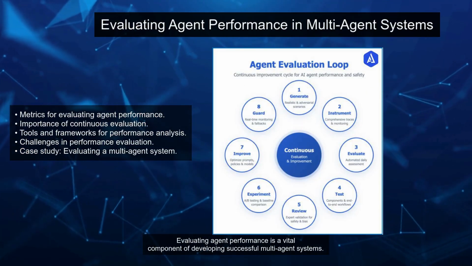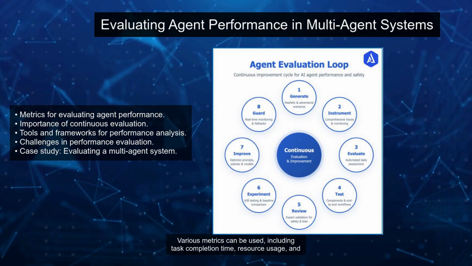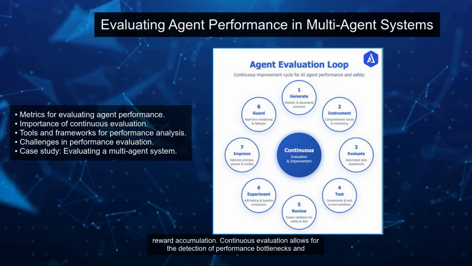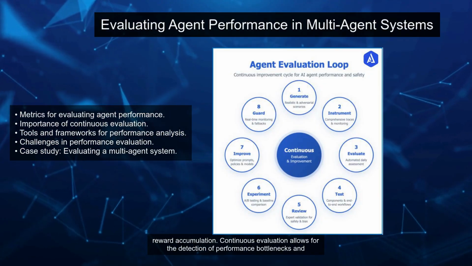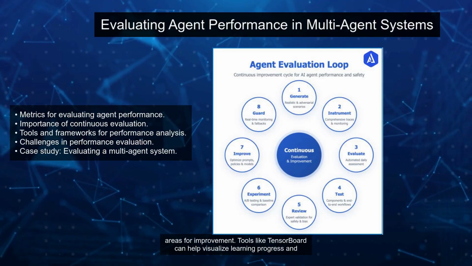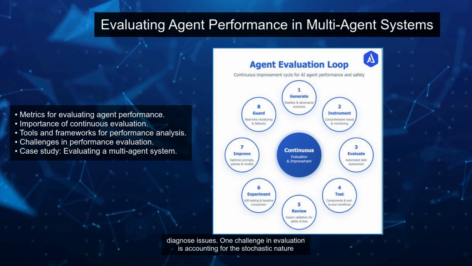Evaluating agent performance is a vital component of developing successful multi-agent systems. Various metrics can be used, including task completion time, resource usage, and reward accumulation. Continuous evaluation allows for the detection of performance bottlenecks and areas for improvement. Tools like TensorBoard can help visualize learning progress and diagnose issues.